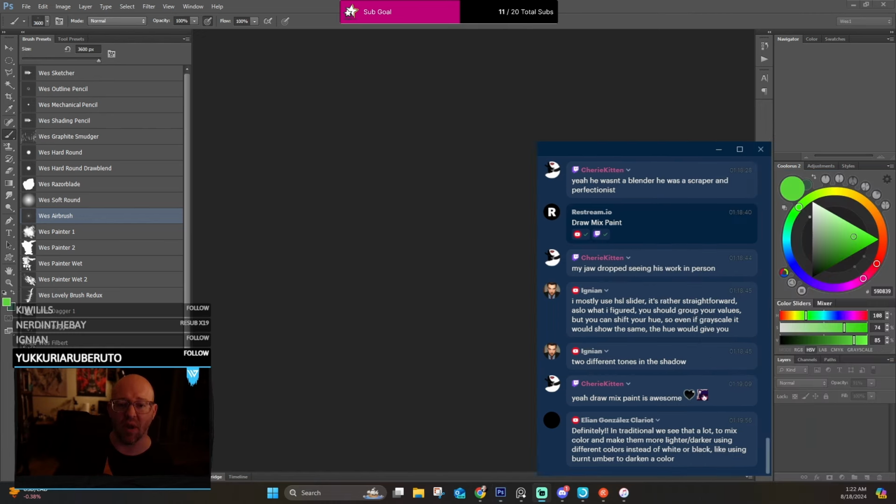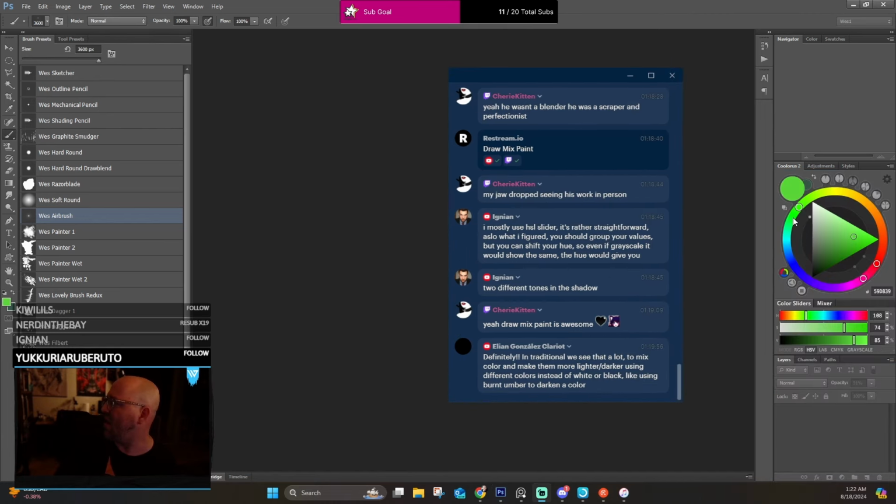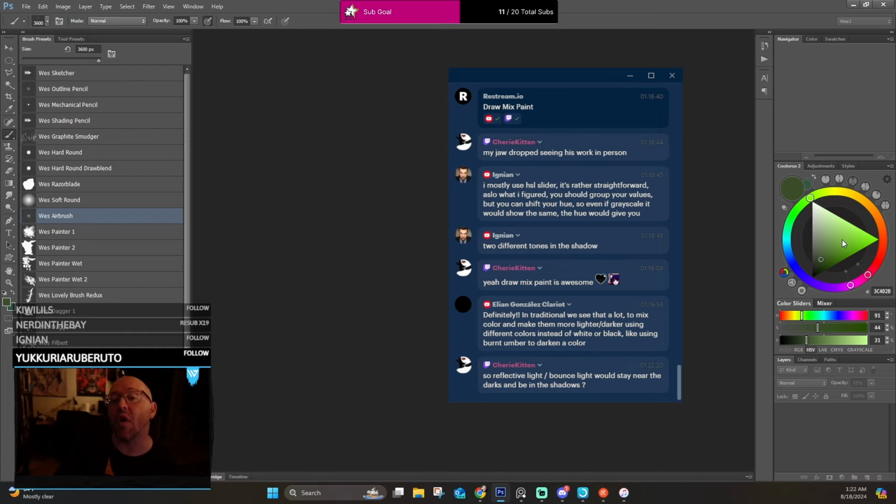Nobody uses this green. Like, oh man, I want to get a green, but man... your natural greens are going to be more around here. That's where your greens are going to be. But look how dark that value is. But it's still punchy. So reflective light, bounce light would stay near the darks and be in the shadows. Bingo, bango, bongo. You got it.